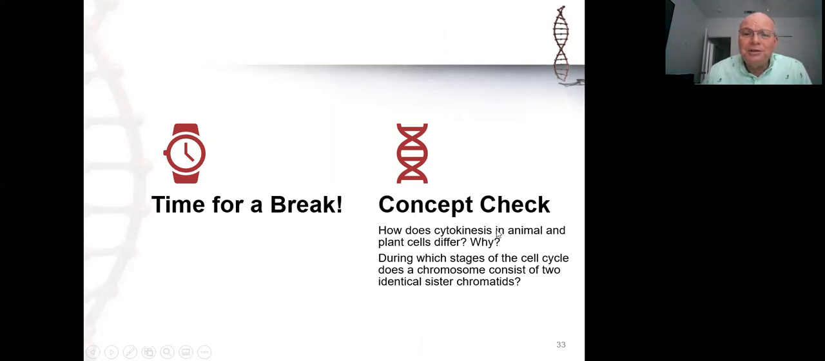So here are our concept check questions. How does cytokinesis in animal cells differ from plant cells, and why? And during which stages of the cell cycle does a chromosome consist of 2 identical sister chromatids? I'll see you on the other side of the break.